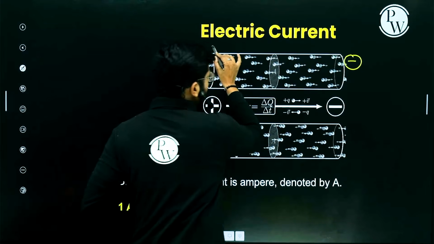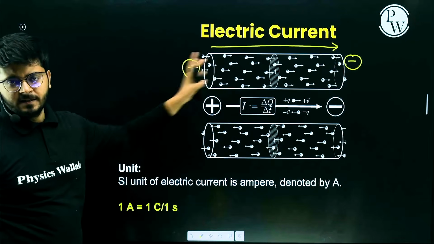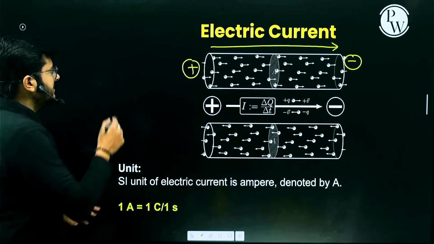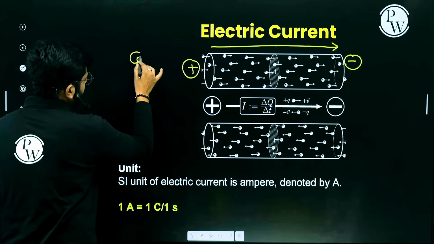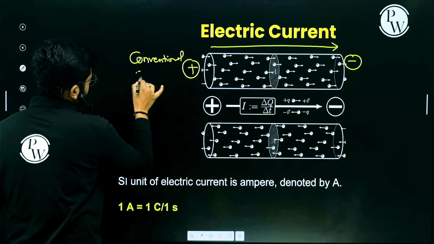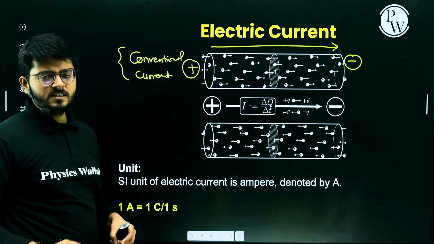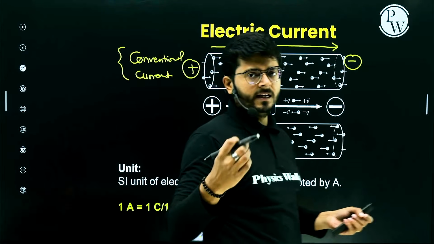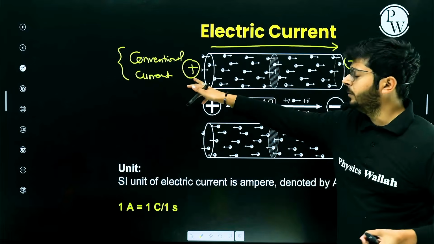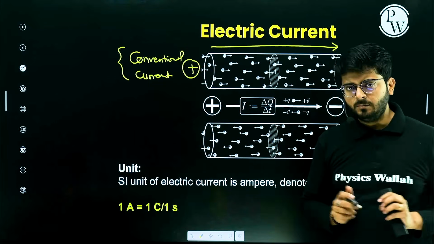Current is flowing from the positive end to the negative end due to the flow of positive charges. We call this current conventional current. We said the current is flowing due to the flow of positive charges from the positive terminal to the negative terminal. We called the positive terminal the higher potential and the negative terminal the lower potential. These things were well established.